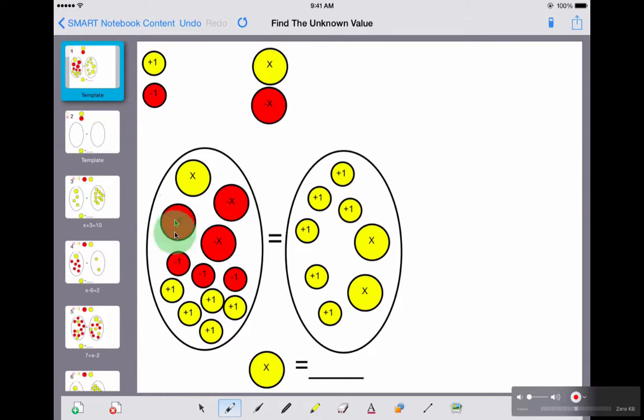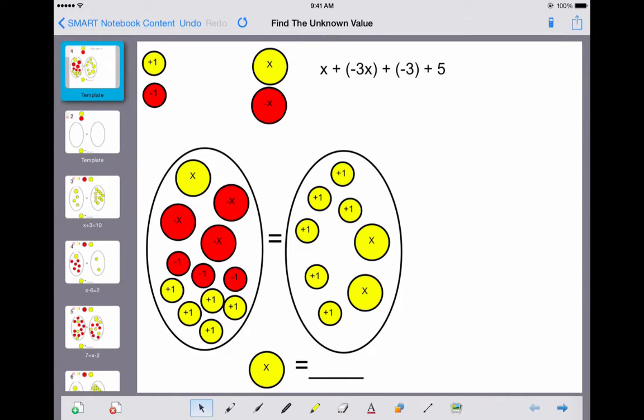Well, for instance, on this left cluster, I see an x, I see a negative x, negative x, negative x, so minus 3x. I see negative 1, negative 2, negative 3. And I see positive 1, 2, 3, 4, 5. So we might write this left cluster as x plus negative 3x plus another negative 3 plus a positive 5.